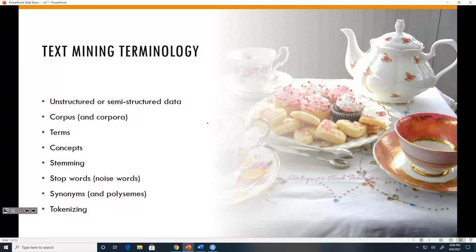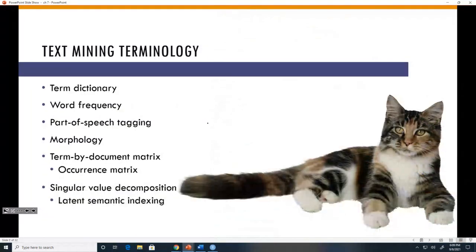A token is a block of text that is categorized according to its function, and tokenizing is the assignment of meaning to these blocks. It can be any useful part of the text. So a term dictionary is a collection of terms specific to a narrow field used to restrict the extracted terms. Word frequency is the number of times a word is found in a specific document.